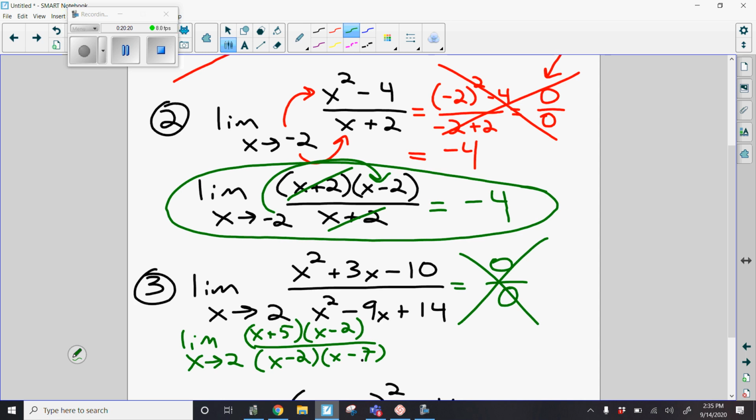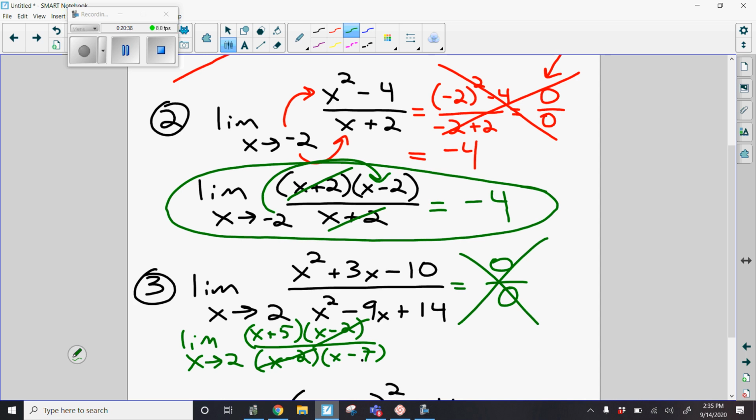Do we see anything that can cancel? Yep. We can cancel out those x minus 2s. Those were the problem. That x minus 2 was giving us the 0 on top and the 0 on bottom. Now all we have to do is plug in and solve.